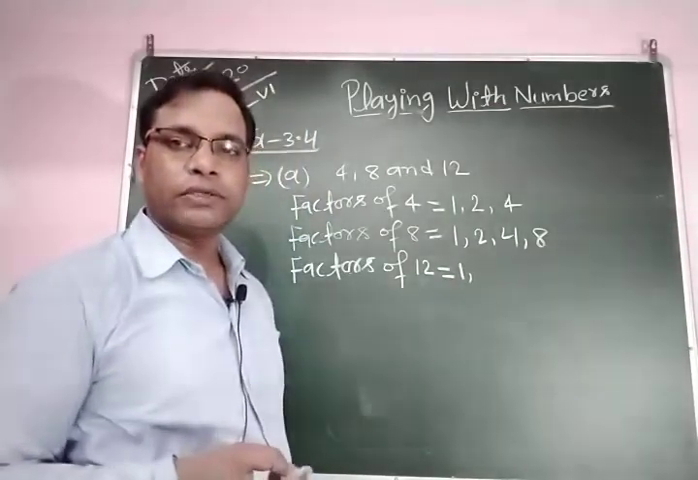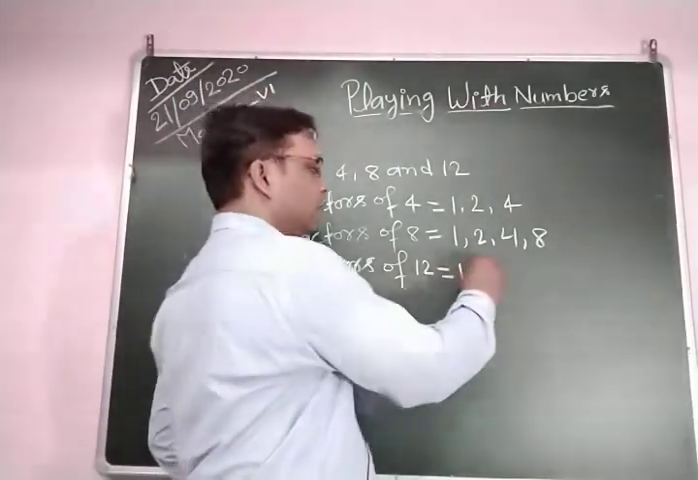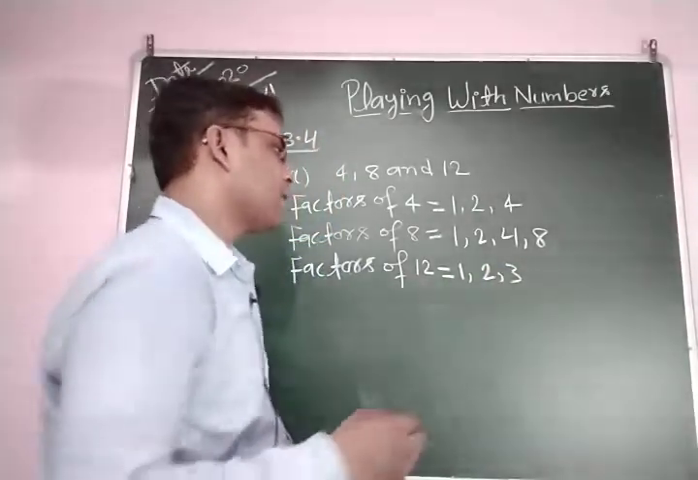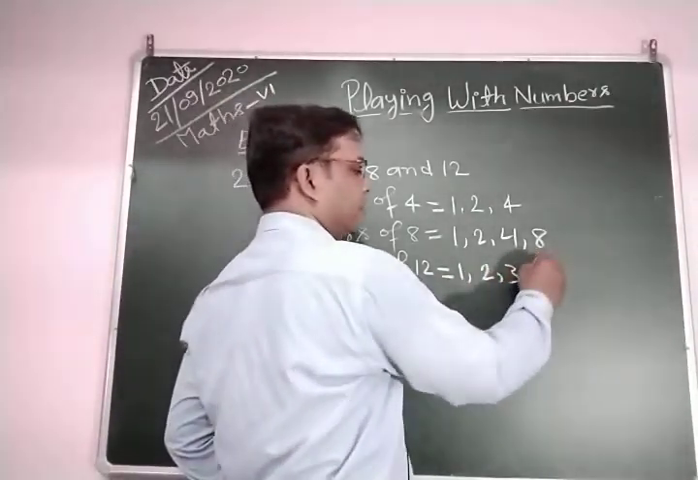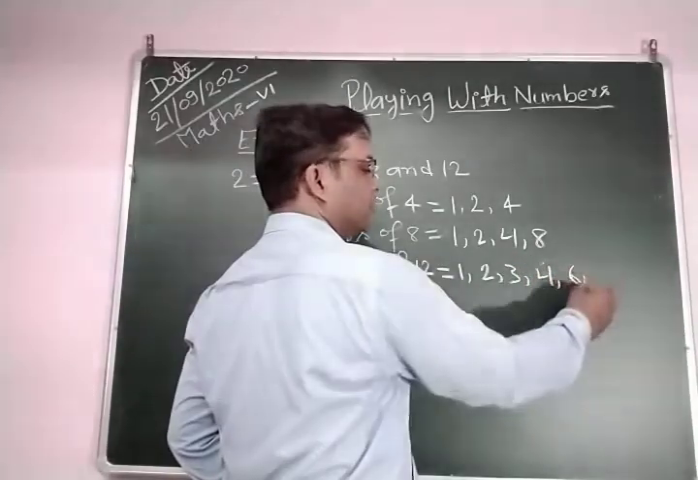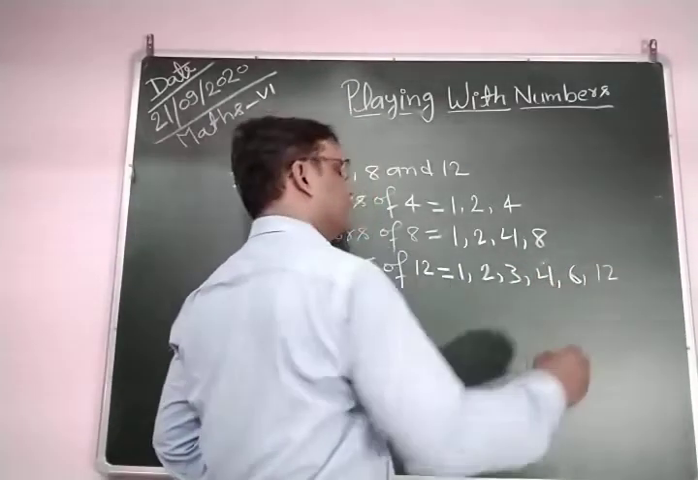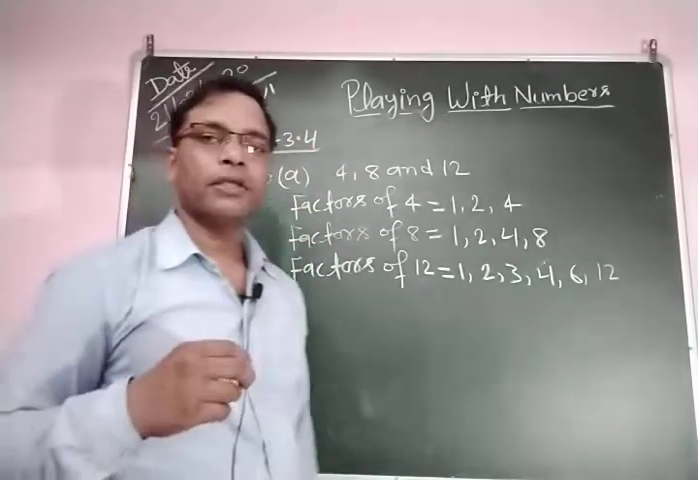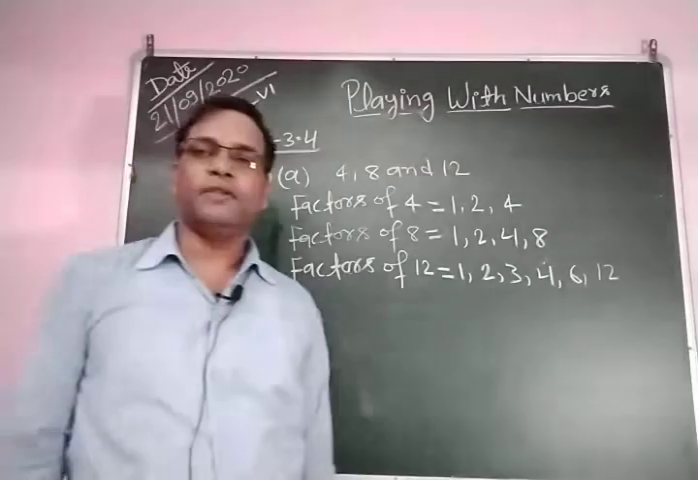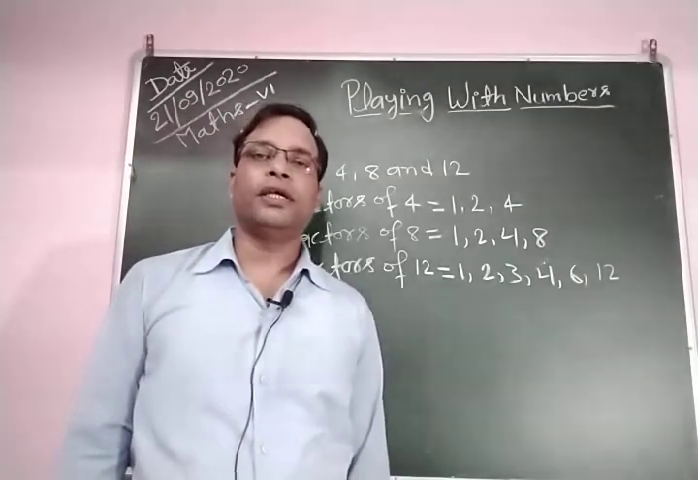2 also divides 12, so 2 is a factor of 12. 3 also divides 12, so 3 is a factor of 12. And 4 divides 12, so 4 is a factor of 12. 6 divides 12, and 12 divides itself. So you can see the factors of 12 are 1, 2, 3, 4, 6 and 12.